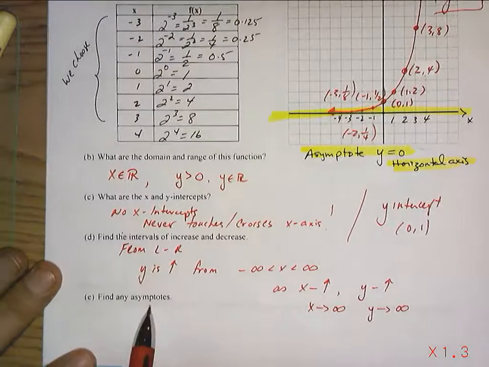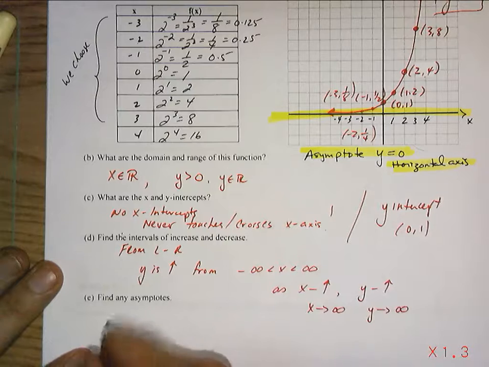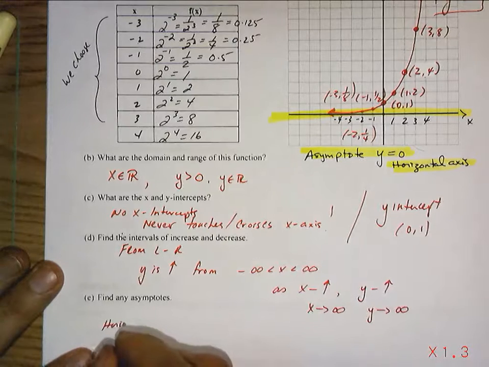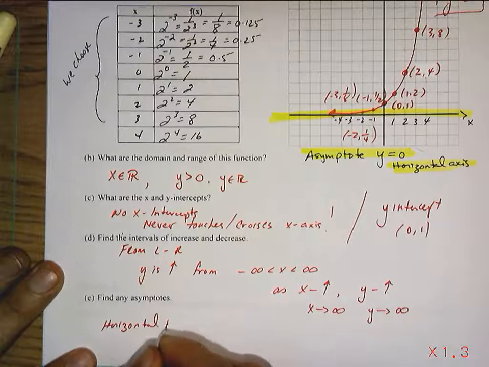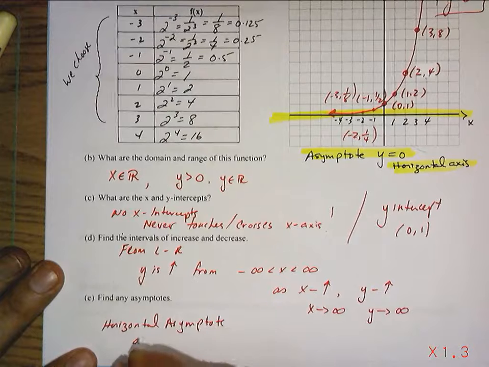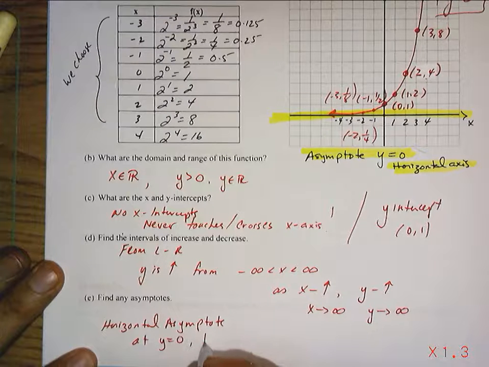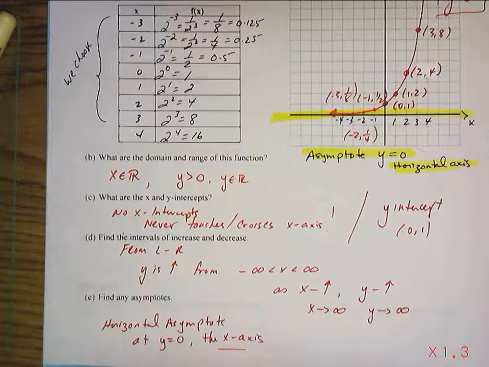Find any asymptotes. There's a horizontal asymptote at y equals 0. That's its equation. We also call it the x-axis. All right, so that's example 1. I'll stop here and we'll do example 2.